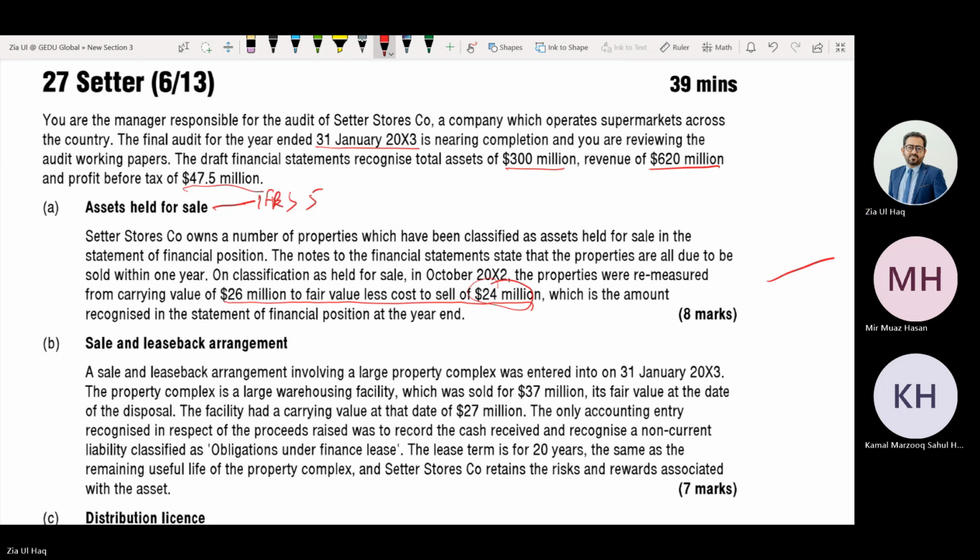Is that evidence in the working paper? Please be careful. Not procedure. After performing the procedure, what you are having in the working paper, that we need to write down.